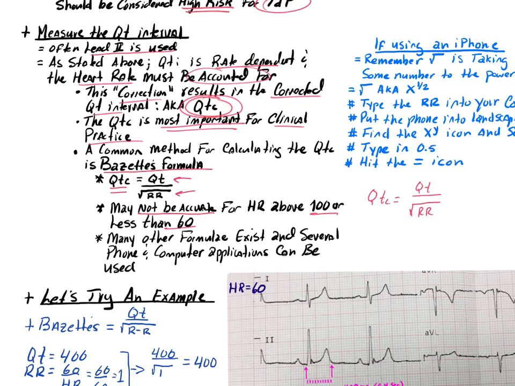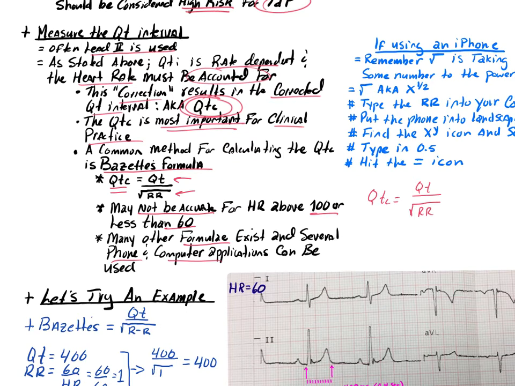Okay? So with that in mind, there are many other formulae, and like I said, there are probably about half a dozen that I know of. And there are many different phone and computer applications that can be used as well. I'm not necessarily going to say which ones, they're out there. You can find them. For the most part, they generally work pretty well. But let's figure this whole Bazett's method out. How does that sound?